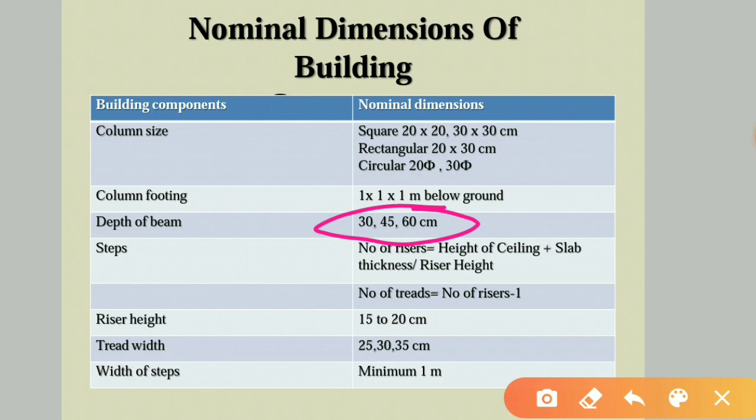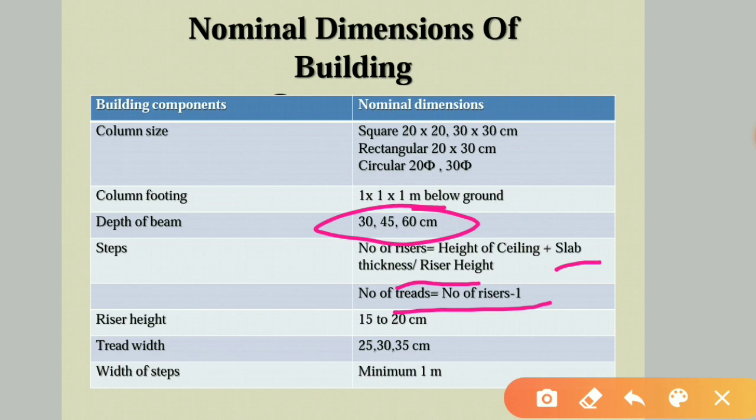Next, coming to the steps. Steps include two types, riser and tread. The number of risers is equal to the height of the ceiling plus slab thickness divided by riser height. From this you are going to get the number of risers, and the number of treads equals the number of risers minus 1. This way you are going to calculate the number of steps required.